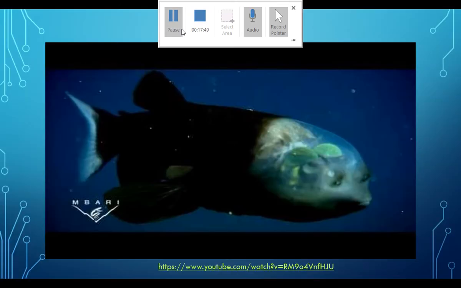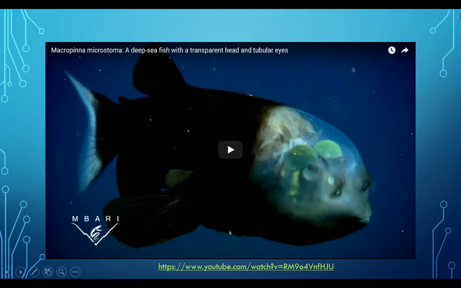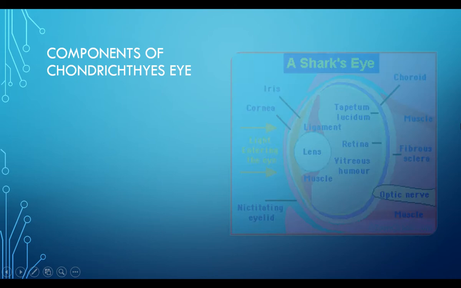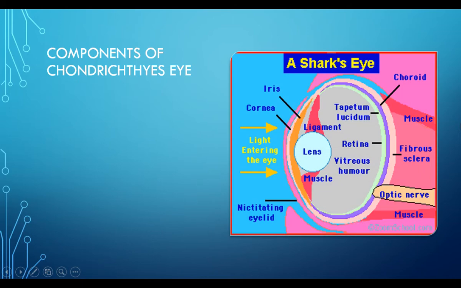And again, that was the barrel eye, which lives in the aphotic zone. So the next topic will be the components of the Chondrichthyes eyes. Their main difference from teleosts is that they have a nictitating eyelid. You can see this in the figure to the right, the moving part that's going to cover the eye. This protects the eye during an attack.